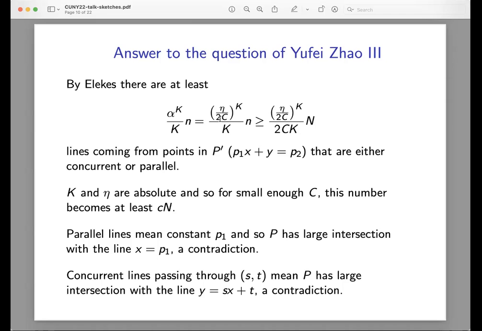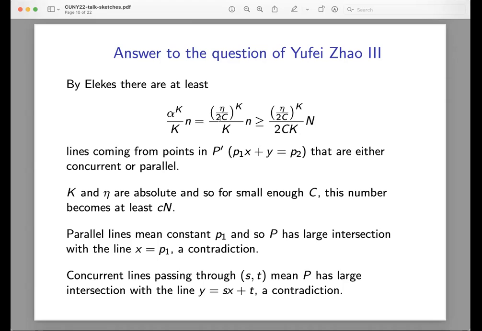Parallel lines means P1 is constant. So that means that your original point set has many points where P1 equals a constant. So this means that the original point set has many points on a line x equals P1. And that's not allowed. Remember, the original point set has at most capital N points. So that happens with parallel.